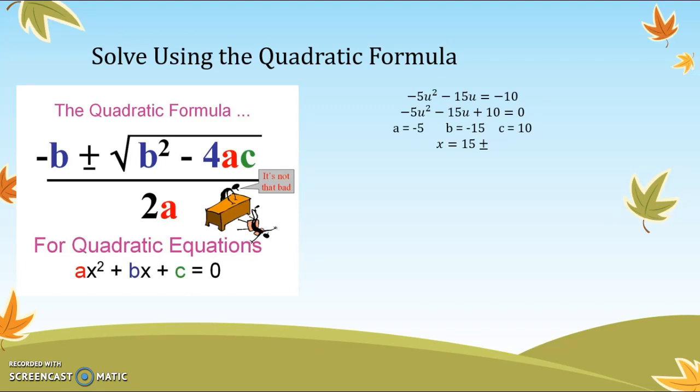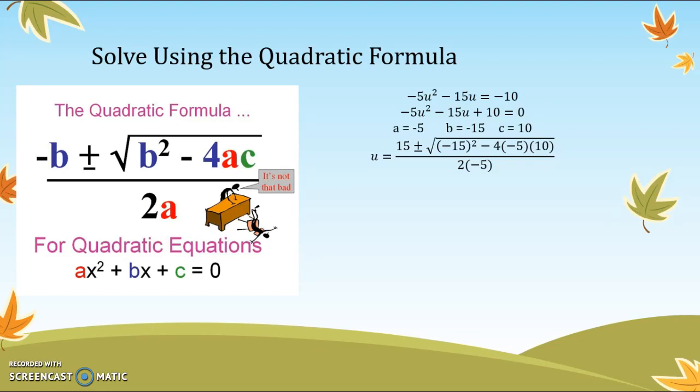So x equals, or it should be u equals, opposite of b, so the opposite of negative 15 is positive 15, plus or minus the square root of b squared, so negative 15 squared, minus 4 times a, which is negative 5, times c, which is 10, all over 2 times a, which is negative 5. Again, now we'll start on the inside of our radical with the square.